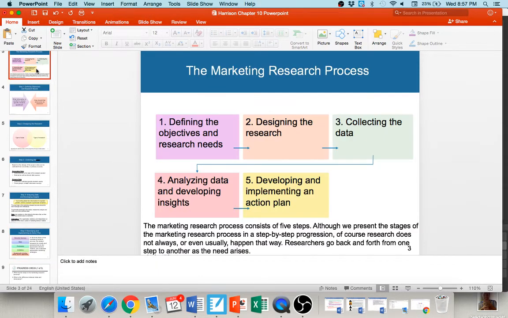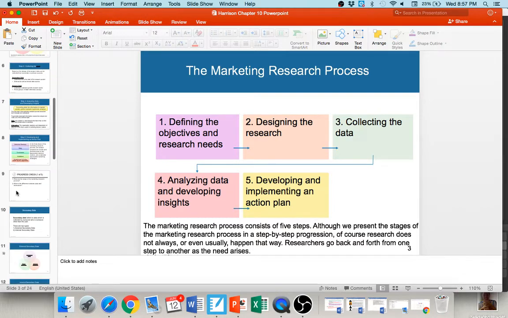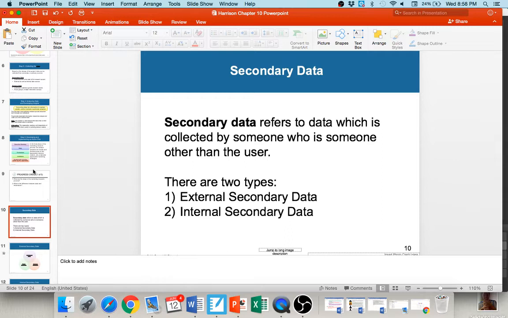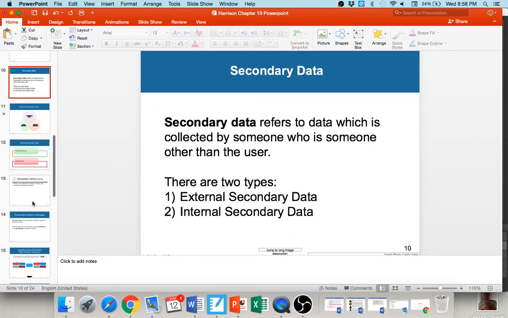But again, you're starting out just by identifying those research objectives and research needs, designing your research, collecting some data, interpreting your data, and then creating an action plan. So kind of common sense in a way, but it is worth discussing. I do want to talk to you a little more about the types of secondary and primary data, because that's something that you'll genuinely use in the real world if you do go into the marketing profession.